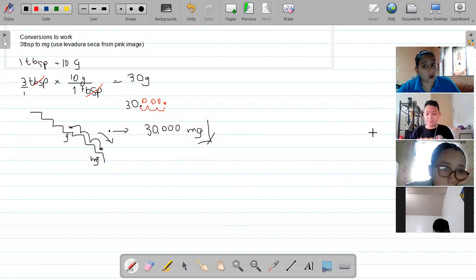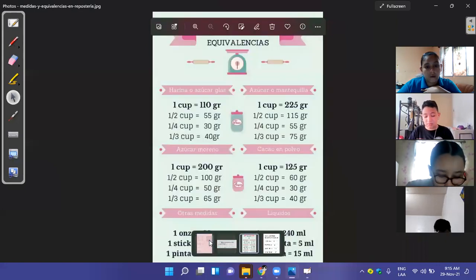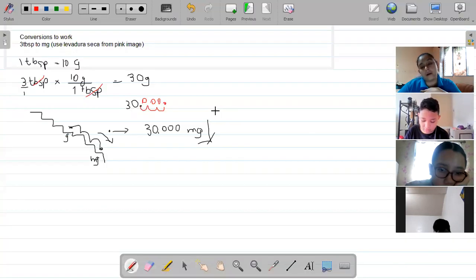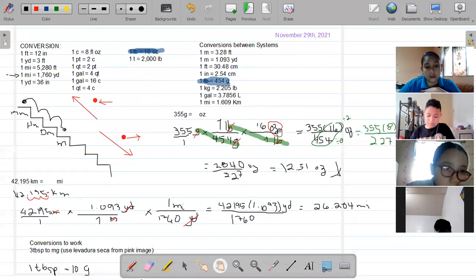Okay, same way will go if I request you to use the blue image. Okay, the blue image is that one. So same thing will go if I'm asking you to use the blue image. Okay, so you need to be careful with what I'm being asked. Do you have any question of how to do these conversions? Just be careful. No questions?